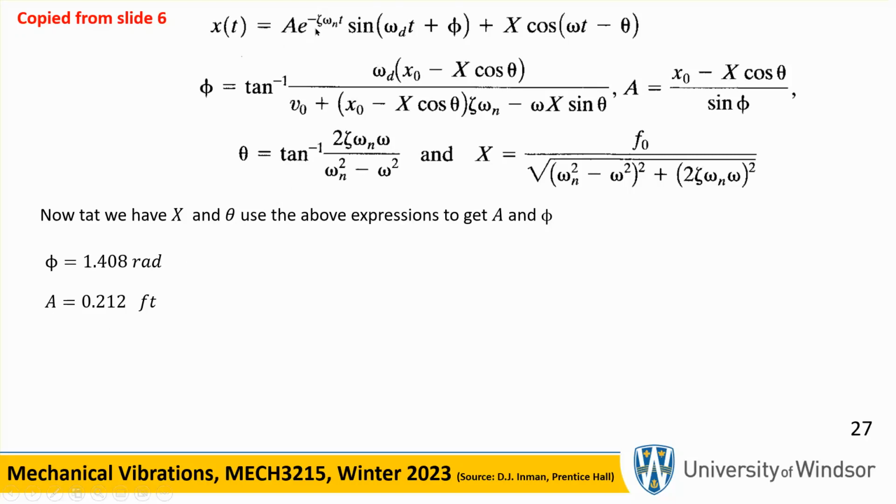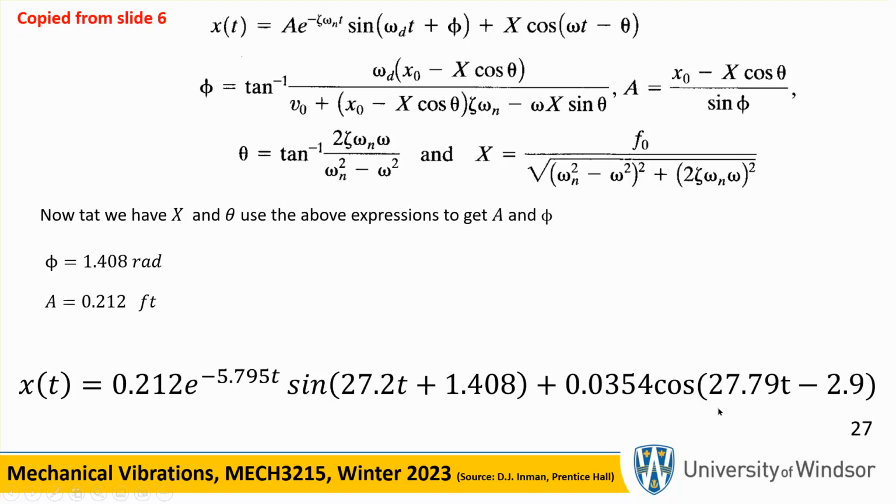You know A, you know phi. I fixed that mistake here. Remember I said this should be omega, not omega n? That's fixed here. So you just plug it in. This should be 30. This omega should be 30, because what I wrote here is omega n, a bad mistake.